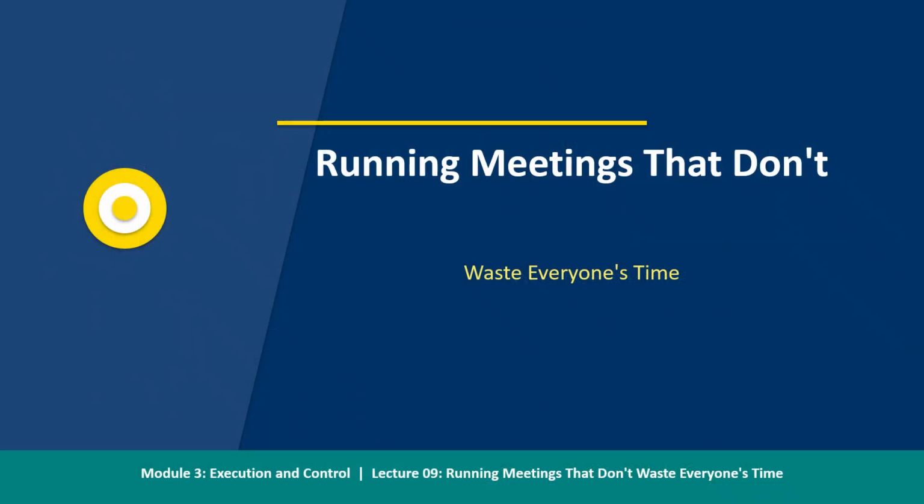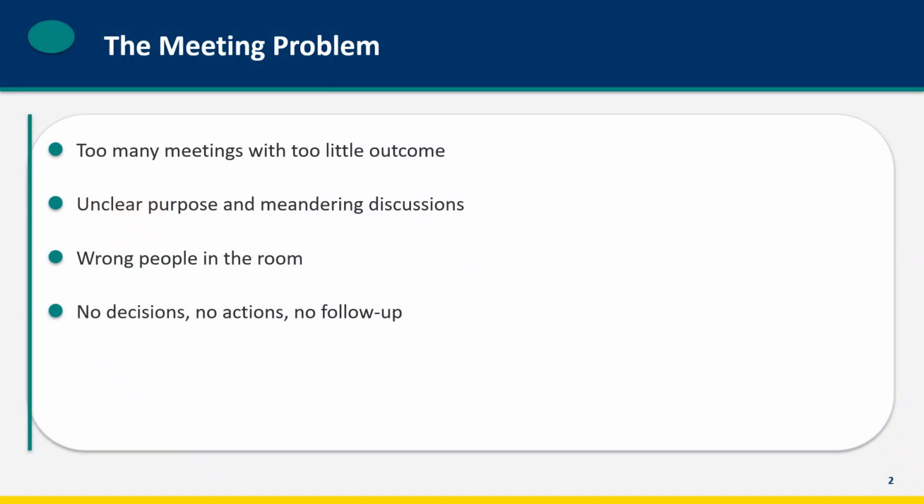Welcome to Module 3 of the PM Playbook, Execution and Control. We start with a topic that affects every project manager daily, meetings. The average professional spends 31 hours per month in unproductive meetings. Today we change that. We all know the problem.